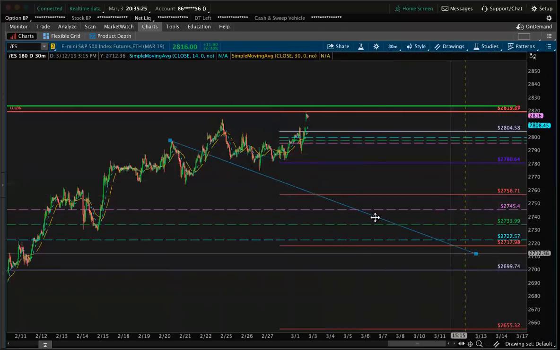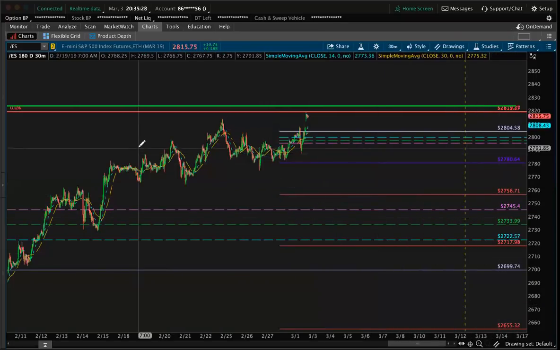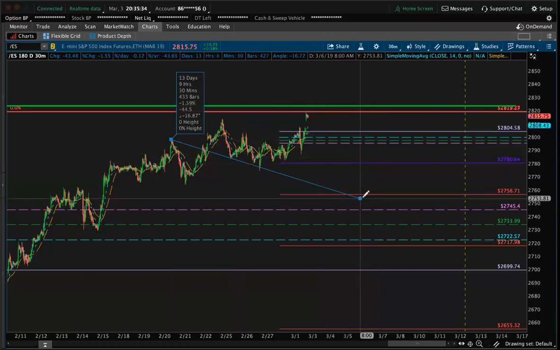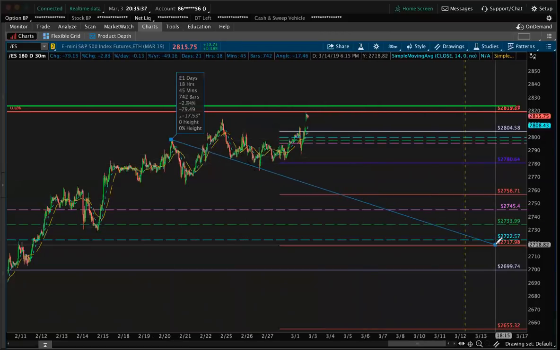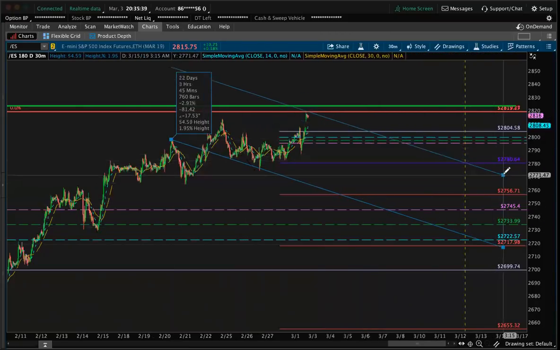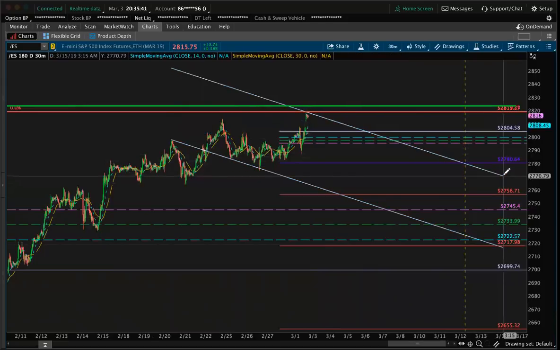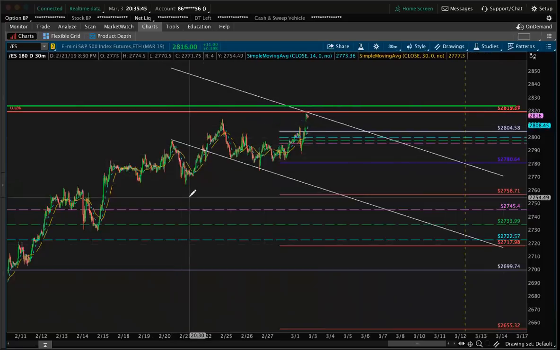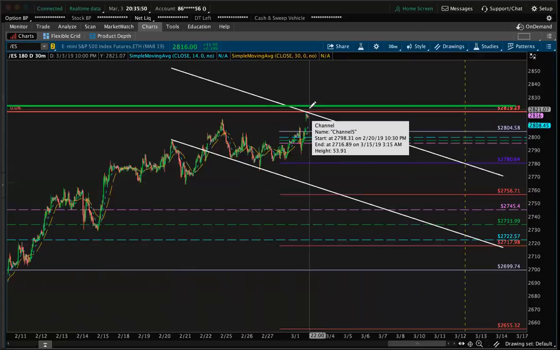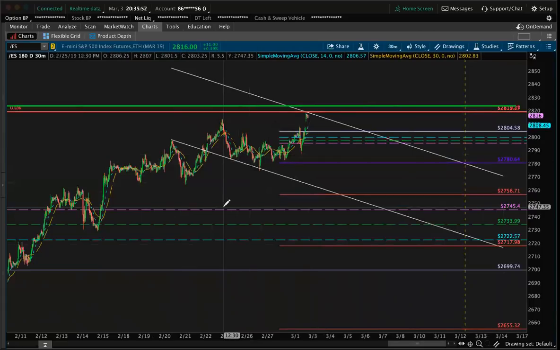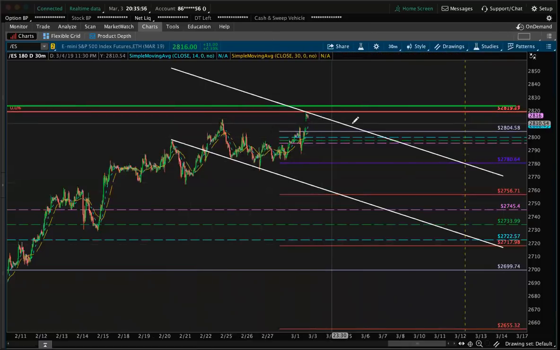Okay, wait, hold up. Let's remove that. Sorry about that, guys. No, I'm not drawing imaginary lines. I just want to show you guys something. I'm actually going from prior high here to pull back, another high to pull back, and then new high here. So if this is going to be the trend, we're going to be playing this for a while.